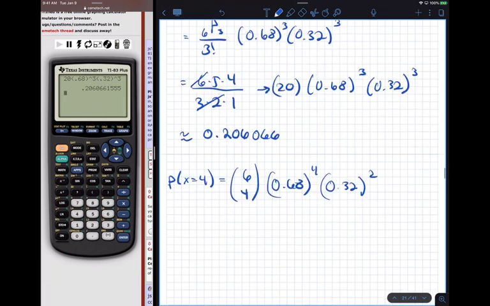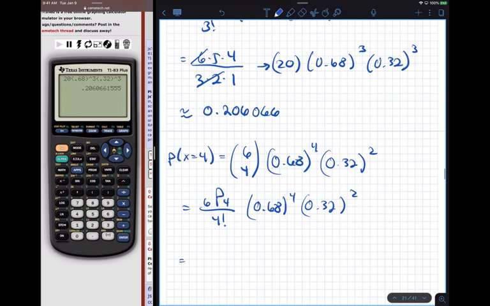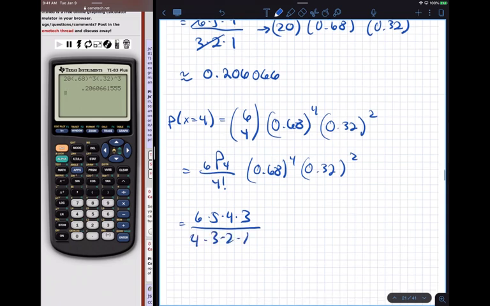So 6 choose 4, what that means is 6p4 over 4 factorial. The rest of these I'm going to use my calculator. 6p4 means 6 times 5 times 4 times 3. We went out 4 spaces over 4, 3, 2, 1. The 4 and the 3 cancel the 4 and the 3. The 2 turns the 6 into a 3. So that's really just 15. 0.68 to the power of 4, 0.32 squared.